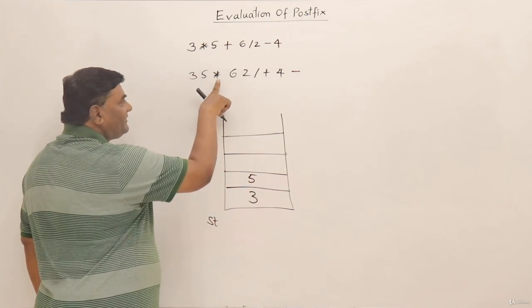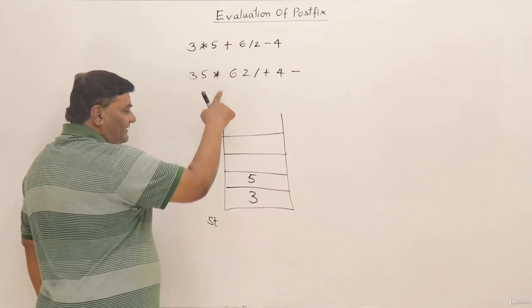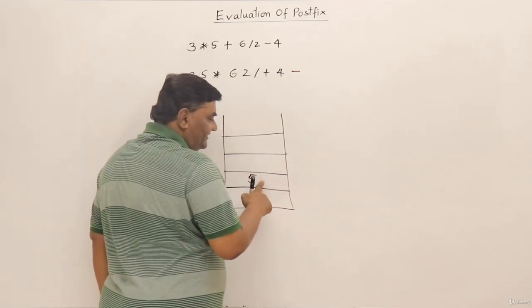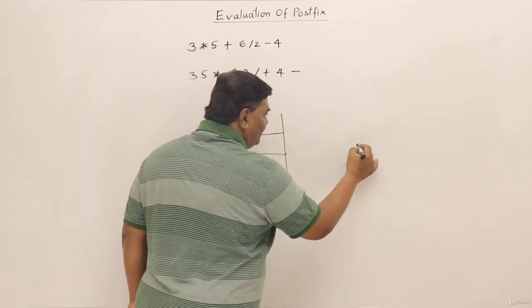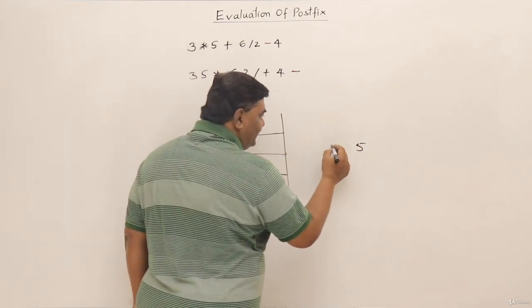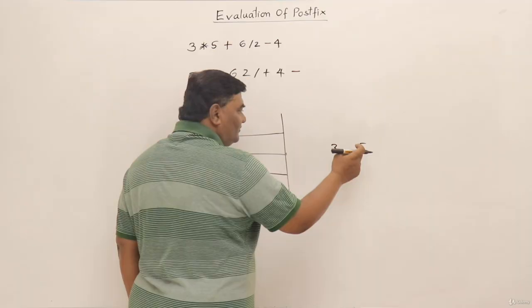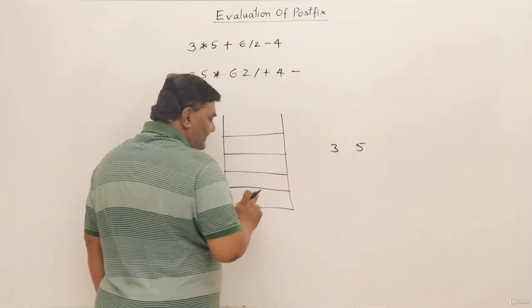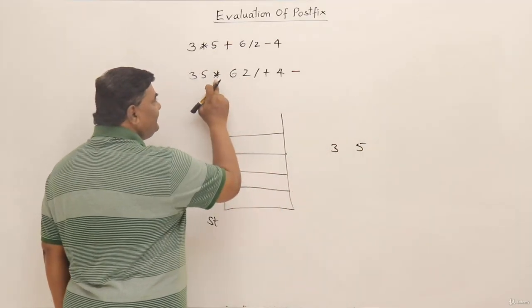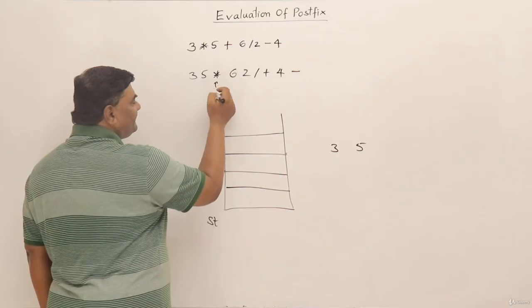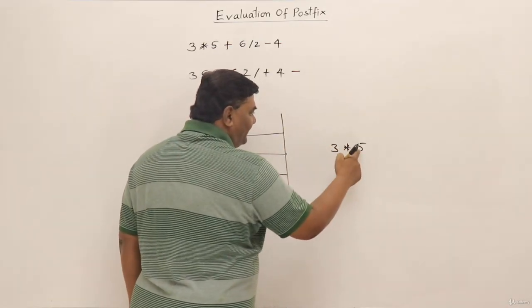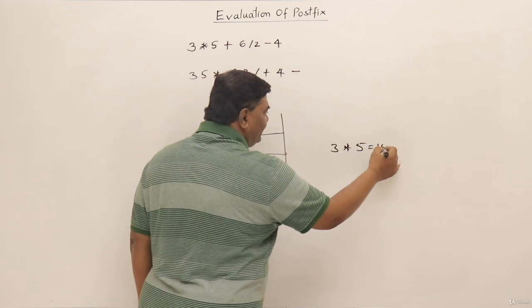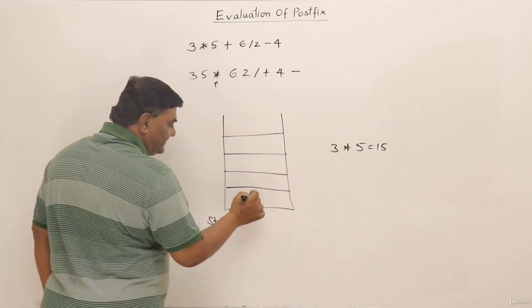Next is an operator. If we get any operator, pop out 2 symbols from the stack and perform that operation. So first pop out 5, then pop out the next one, 3. The first value that popped out will come on the right hand side, the second value on the left hand side, then we perform this operation, that is multiplication. So 3 fives are 15, so we got the result 15. Push this result into the stack.